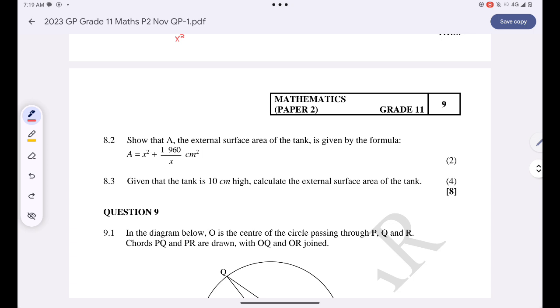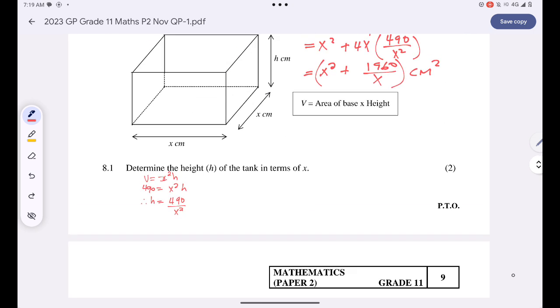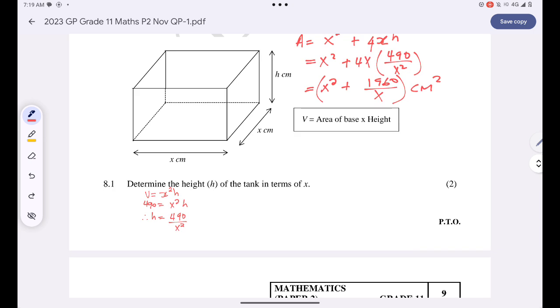Given that the tank is 10 centimeters high, calculate the external surface area of the tank. They're just telling us that if h is equal to 10, what is the surface area? So if h is equal to 10, we must find x and then substitute the x value there. Remember that h is equal to this, so 10 is simply equal to 490 over x squared, right? So I'll simply have 10 x squared being equal to 490.